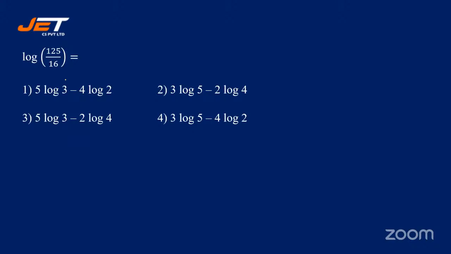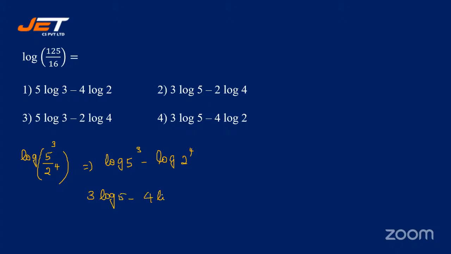Log 125 by 16 is equal to dash. So 125 can be written in terms of 5. 5 5s are 25. 25 into 5 is 125. 16 can be written in terms of 2. 2 2s are 4, 4 2s are 8, 8 2s are 16. So log A by B is nothing but log A minus log B. So the power will automatically come in the numerator, before log. So 3 log 5 minus 4 log 2.